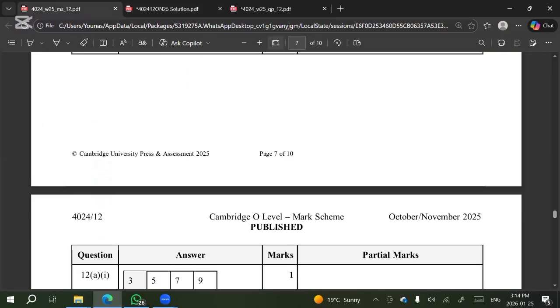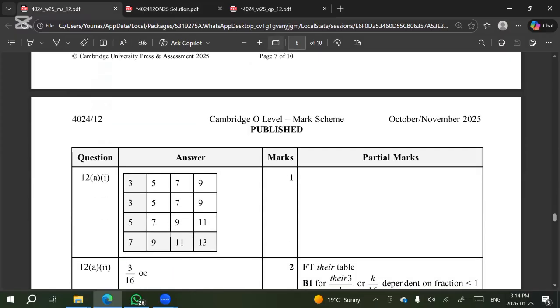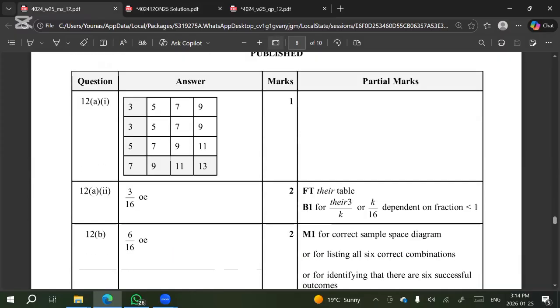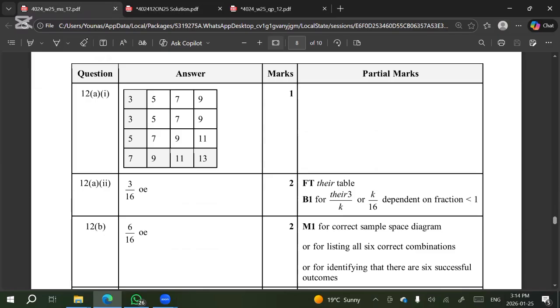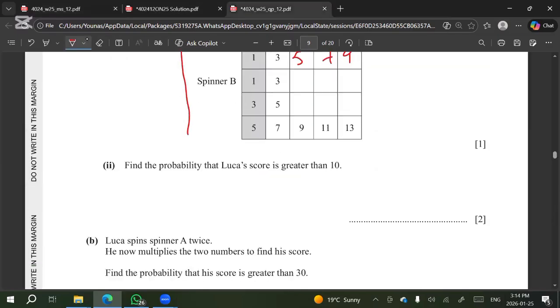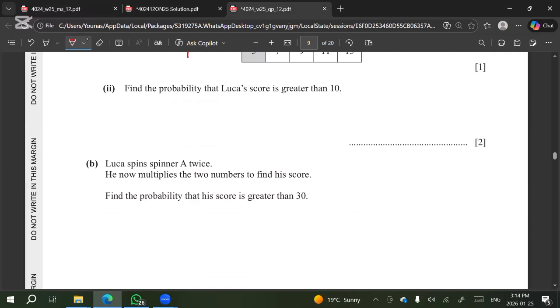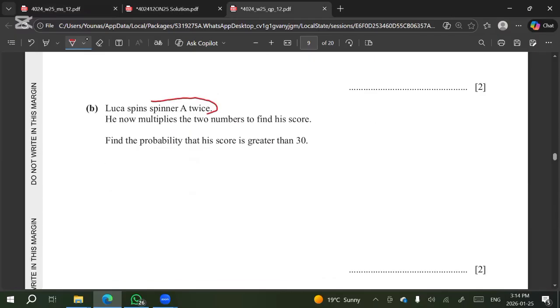This is question number 12, and the marking scheme is showing up on your screen. Okay, then we have another part. He says Luca spins spinner A twice. He now multiplies the two numbers to find his score. So they are talking about spinner A, and they spun it 2 times and multiply the two numbers to find his score. Find the probability that his score is greater than 30.